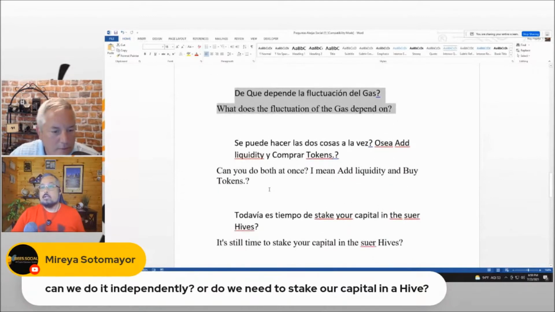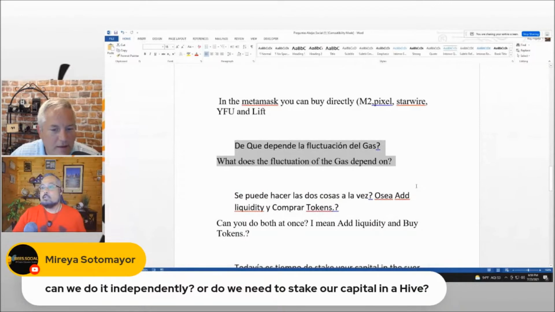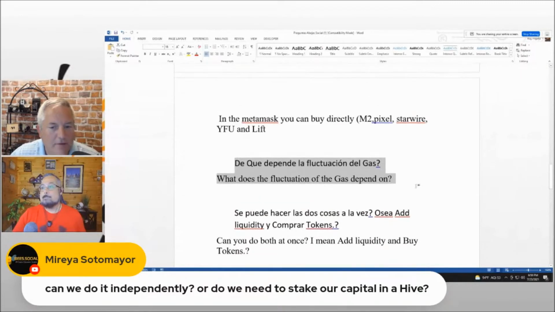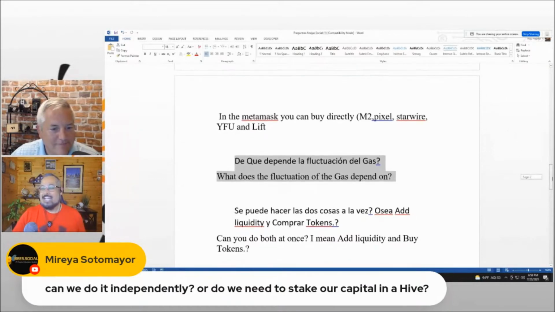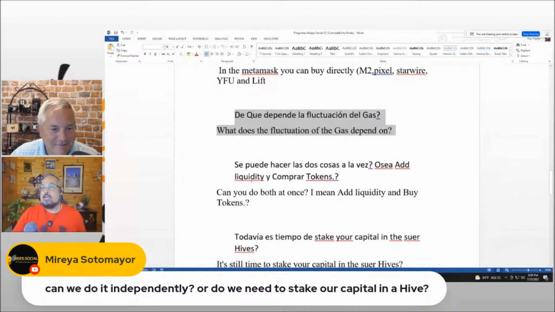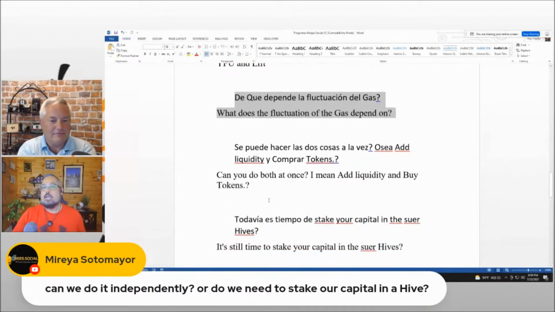Maria wants you to go back, and she was asking, can you do it independently or do we need to stake our capital in a hive? Do what independently? I don't know. That's all she asked. Okay, just reading the words. Yeah, I think this is what she's got here: can you do both at once, I mean, add liquidity and buy tokens?